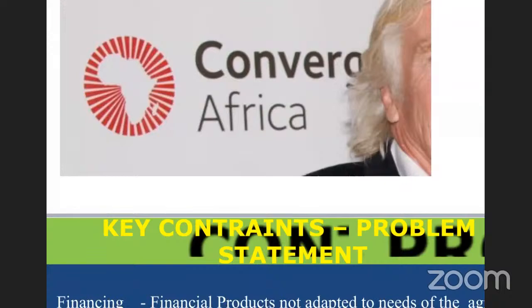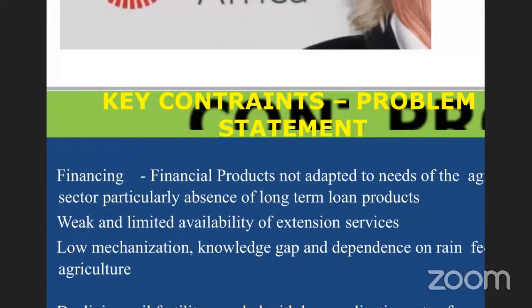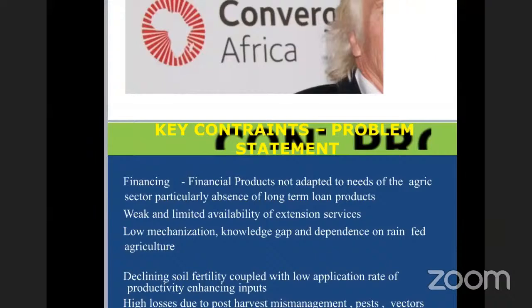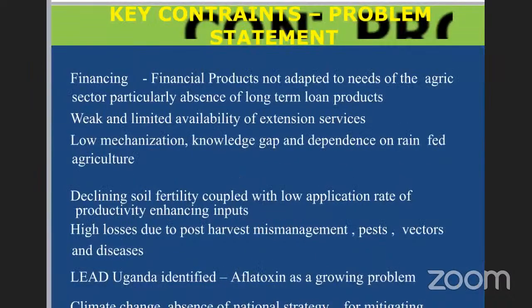So despite what appears to be great success, there have to be challenges. This is just for your information. What are some challenges that we have faced as a business? I start with the first one, financial products not adapted to the needs of the agriculture sector. Some of you followed the news, maybe you saw where Victoria Seeds took Stanbic Bank to court because they transferred some of those assets I showed you to third parties without due process. So it's a big challenge.